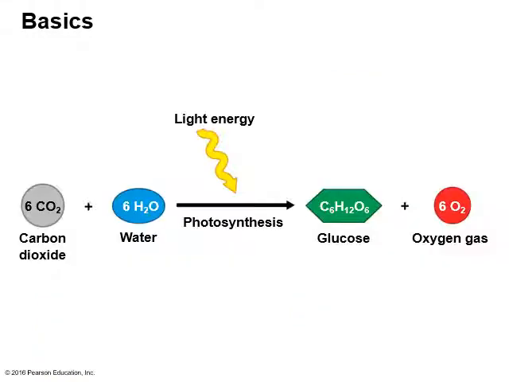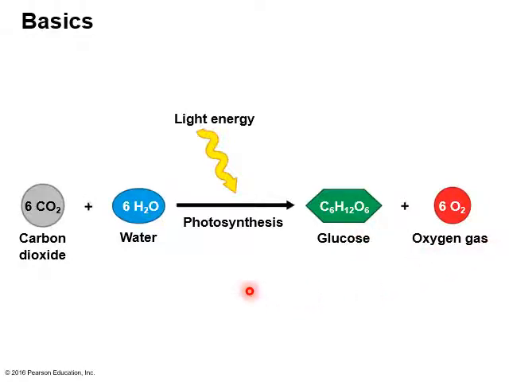Okay, so some more basics about photosynthesis. So here's the chemical reaction, right? We have the reactants over here on the left and the products on the right. We take carbon dioxide and water, we take some energy from light, and what is produced in photosynthesis is glucose, so a sugar, and oxygen gas.